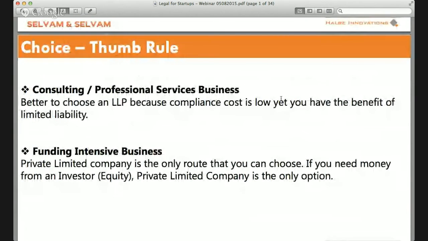Finally, the rule of thumb: if you're doing a consulting or a professional services business that's not really going to get venture capital money, and chances of you getting sued are low, then in that case, just incorporate a limited liability partnership, because it's much easier and cheaper to maintain. On the other hand, if you are a funding intensive business that is going to require some amount of venture capital money, it's always preferred to have a private limited company, as that's the only option. There are no two ways about it.